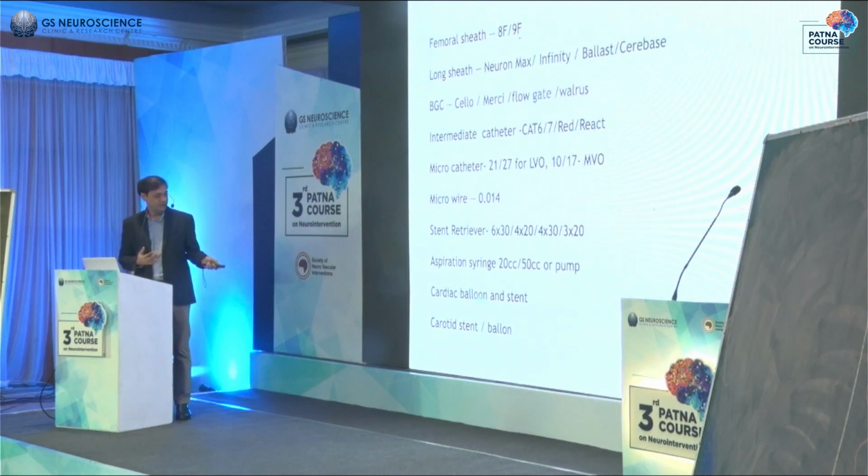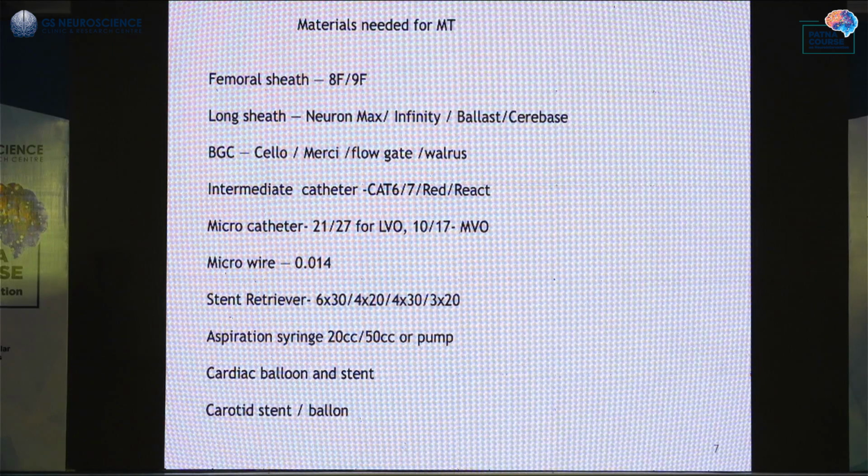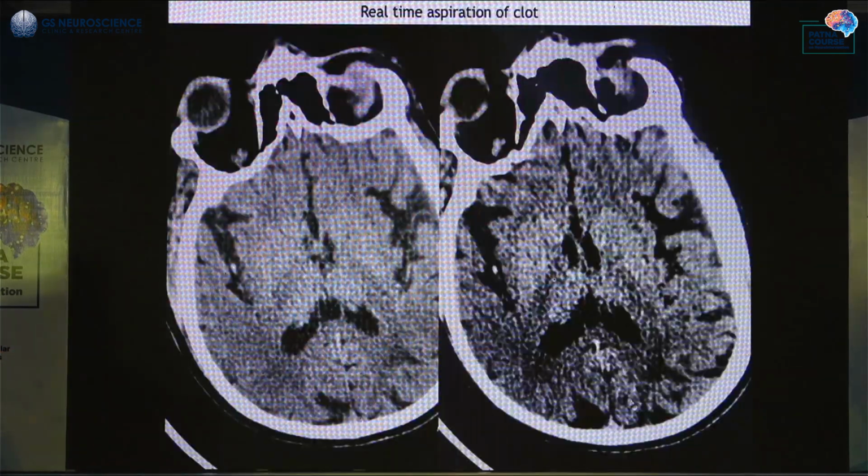So some patients need a cardiac balloon, stent, and sometimes with the tandem occlusion or ICA occlusion because of steno-occlusive disease, we need a carotid stent or balloon. So this is the case I'm going to show you.